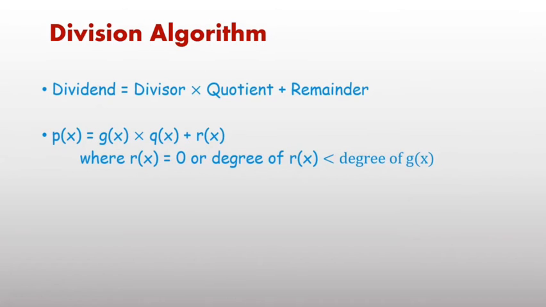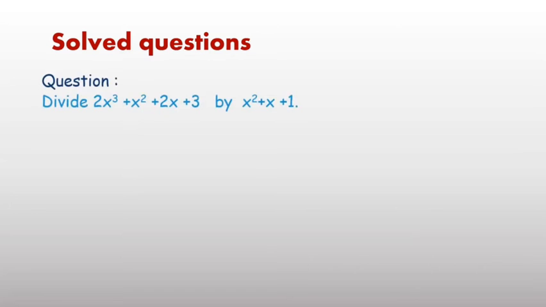where the remainder will be 0 or the degree of the remainder is less than the degree of g(x). Now some examples. If the first polynomial is given as 2x cube plus x square plus 2x plus 3, divide by x square plus x plus 1.